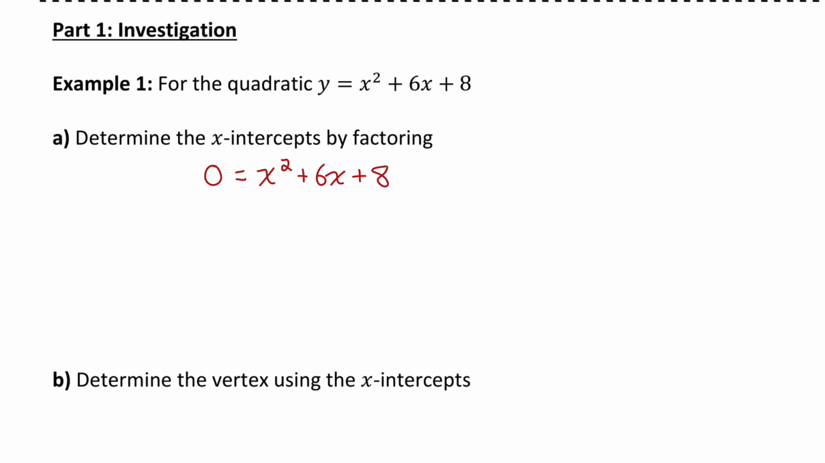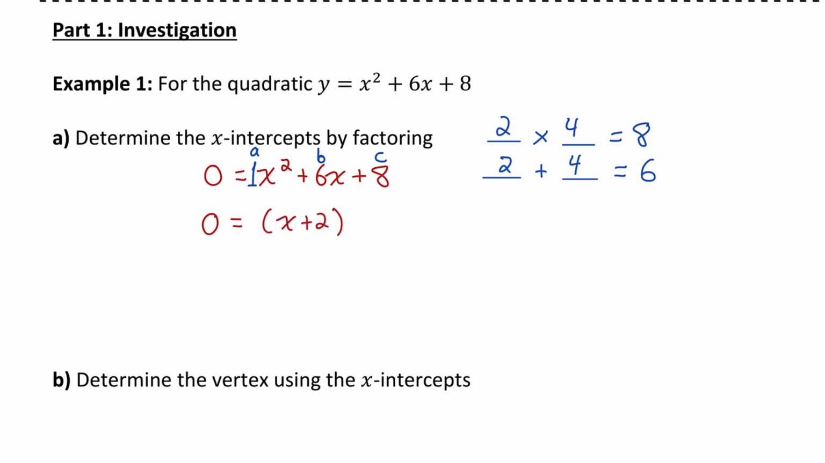Because this quadratic is in standard form and has an a value of 1, a b value of 6, and a c value of 8, I can solve for when this quadratic is equal to 0 if I can get it into factored form. I can do that by finding two numbers who have a product of the c value, 8, and a sum of the b value, 6. The numbers that multiply to 8 and add to 6 are 2 and 4. 2 times 4 is 8. 2 plus 4 is 6, which means this quadratic can be factored to x plus 2 times x plus 4.